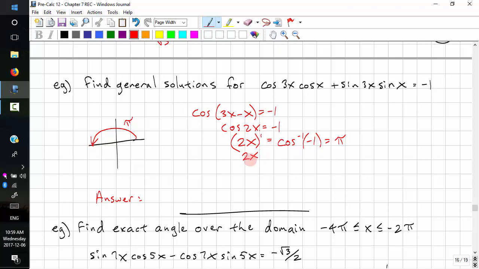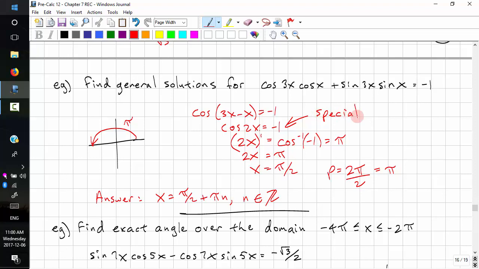This is just 2x equals pi. X equals pi over 2. And our period is 2 pi over 2, so it's just pi. So our general solution is x equals pi over 2 plus pi n, n from the set of integers. And I want to note, special ratio, one solution.